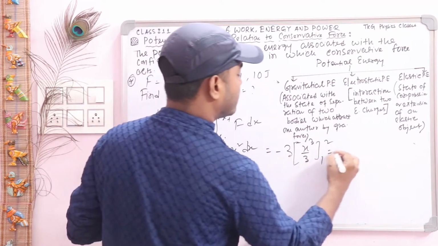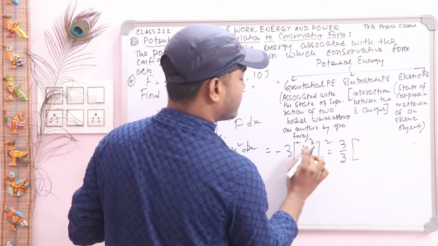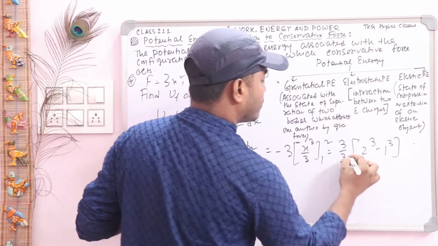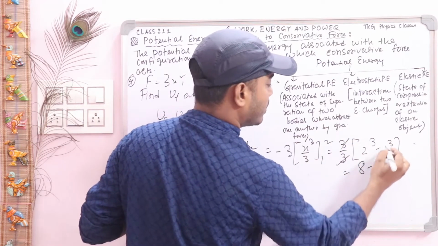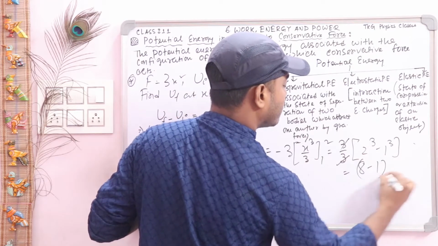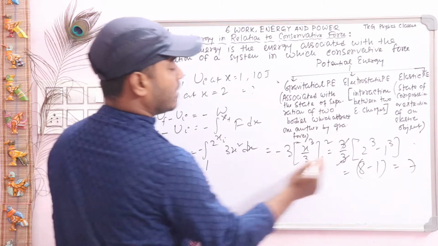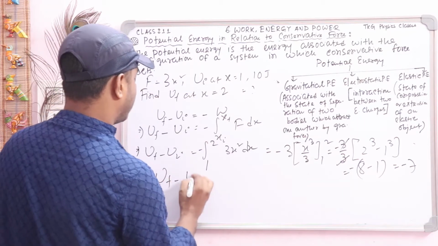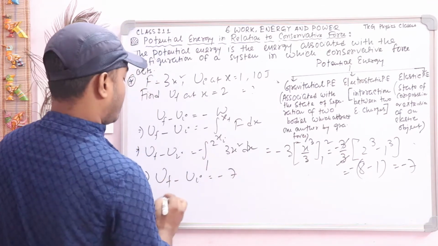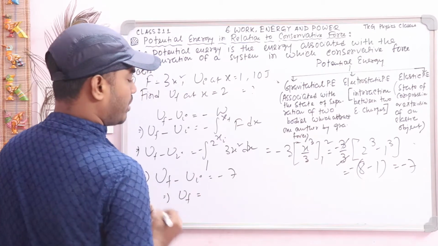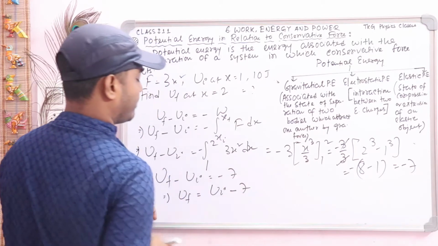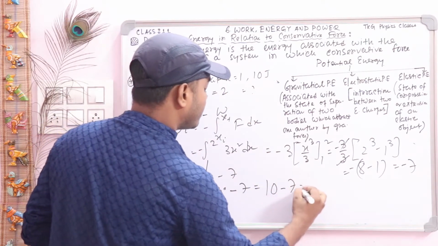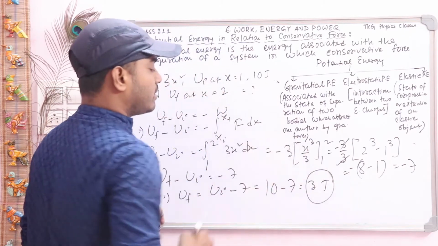You take 3 outside, that is 3 by 3 cancelled out, and this one is x cube, that means 2 to the power 3 minus the lower limit, 1 to the power 3. 2 to the power 3 is 8 minus 1 to the power 3, that is 1. So this value is 7, but you see there is a negative sign, so this is minus 7. So Uf minus Ui is minus 7. Now what is Uf? Uf equals Ui minus 7. Now what is the value of Ui? Ui is given as 10 joule, minus 7. So the final potential energy is 3 joule.